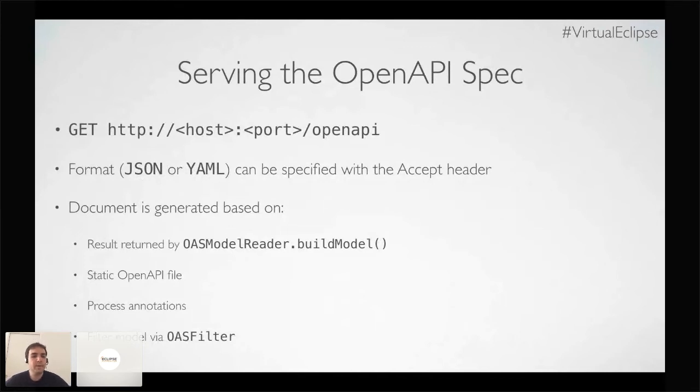So this is why I told you before that you need to decide the strategy that you will use. So you have a way to create an initial model. Then the static file that you can provide is parsed and added to this specification. Then, depending on the configuration, you have the Jax-RS annotation that are parsed and added to the specification. And you have the possibility to add an additional filter to manipulate the result. And the output of this filter will be the specification that is served by your server.